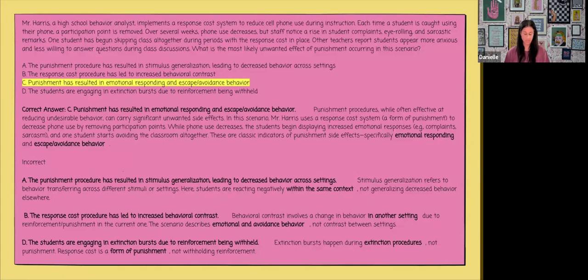D is incorrect. The students are engaging in extinction burst due to reinforcement being withheld. Extinction burst happens when extinction procedures are used, not punishment. Response cost is a form of punishment, not withholding reinforcement.